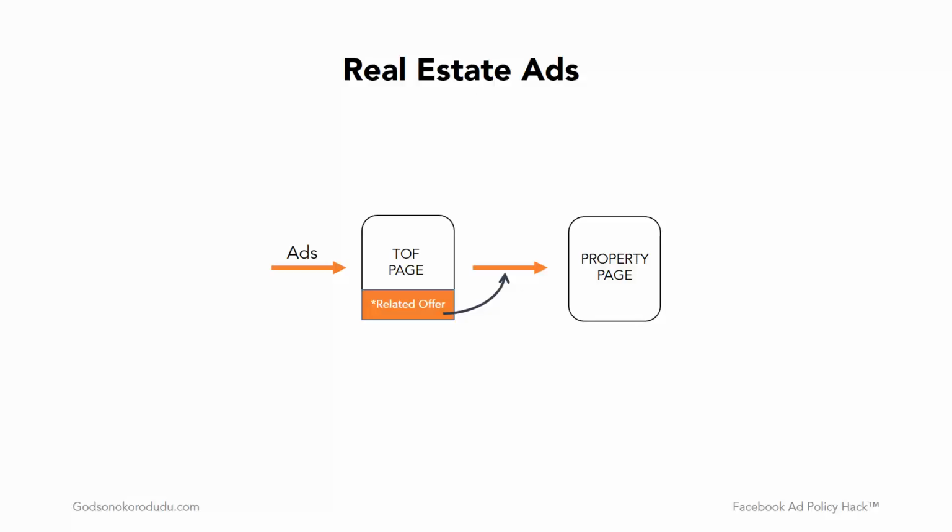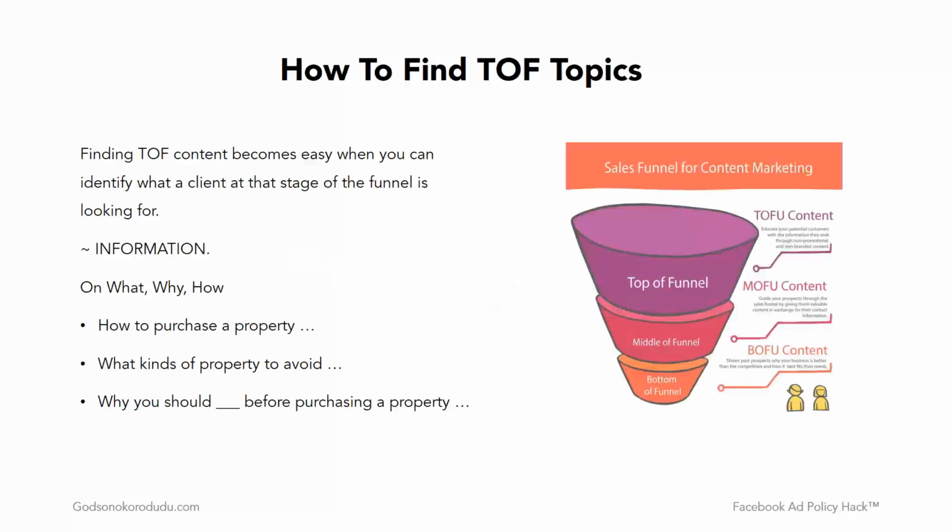Right. So that's how it would work if it were real estate ads. Of course, it could work for several other industries, products, niches, services. I'm just trying to give you a broad idea of how things play out. So now let's go to the next topic I want to talk about, which is how to find top of funnel topics. So you might be wondering, how do I get top of funnel topics?